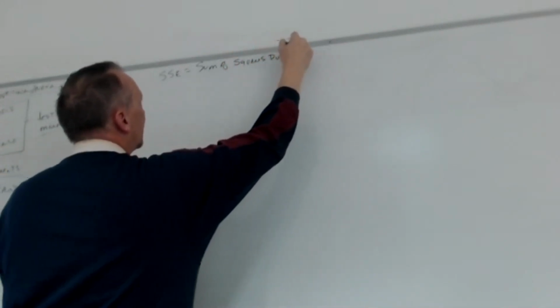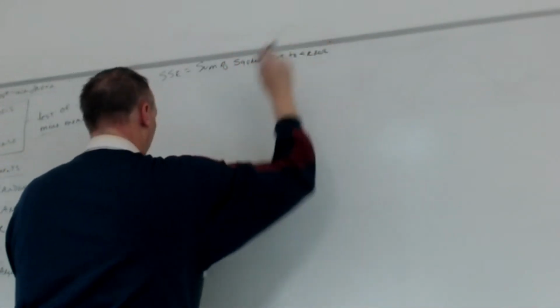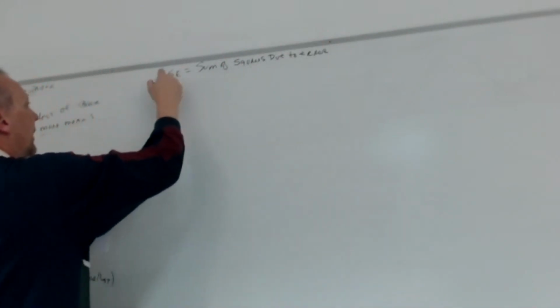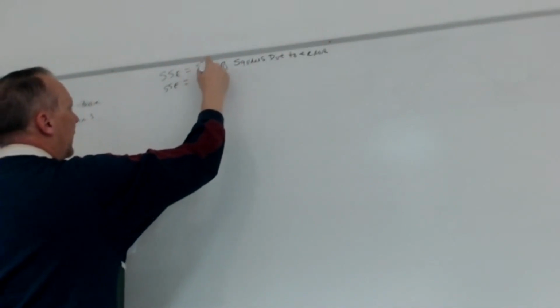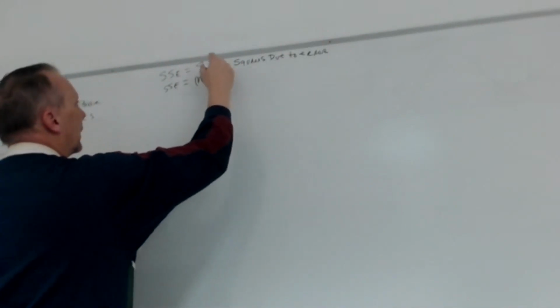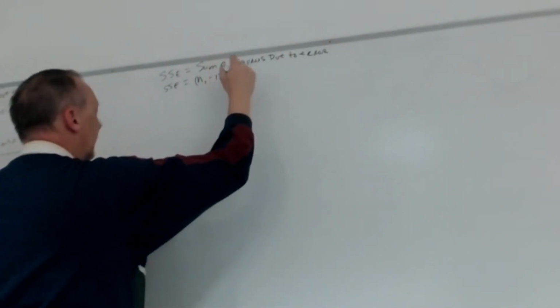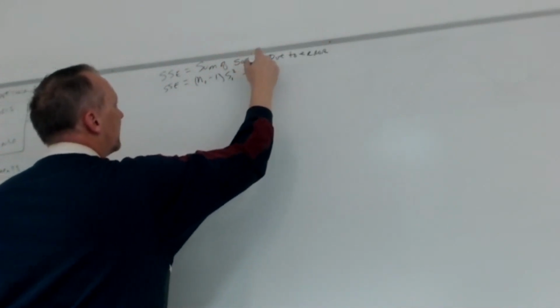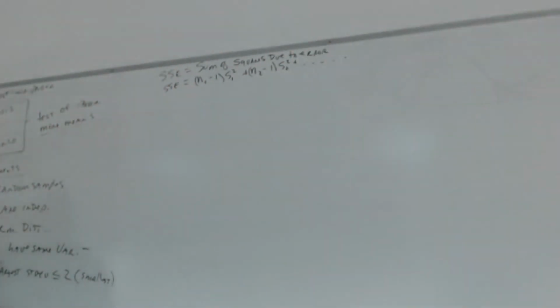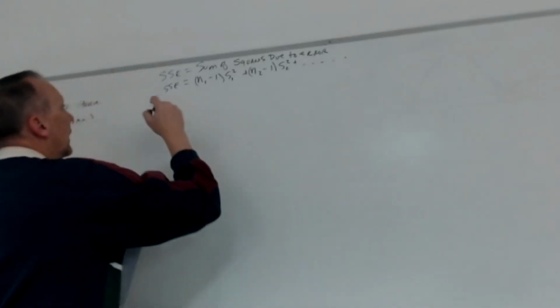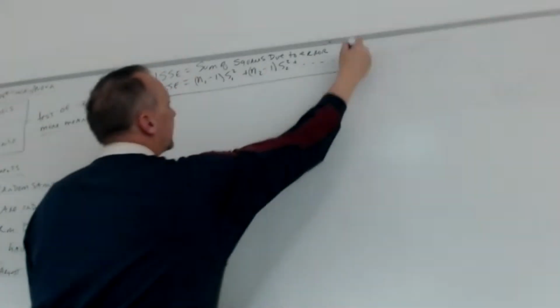due to error. Okay, and the SSE, the formula for that is n1 minus 1 times s1 squared plus n2 minus 1 times s2 squared plus as many samples as you have. Okay, so you just keep going until you get to the end. Okay, so that's the first one.